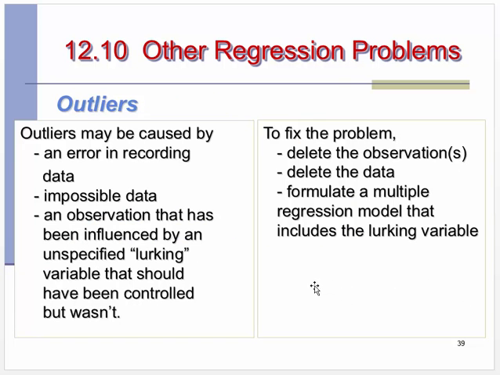Outliers, other problems in regression. Outliers may be caused by an error in recording the data, impossible data, or an observation that has been influenced by an unspecified lurking variable that should have been controlled but wasn't. To fix the problem, you can delete the observation, or formulate a multiple regression model that includes the lurking variable.